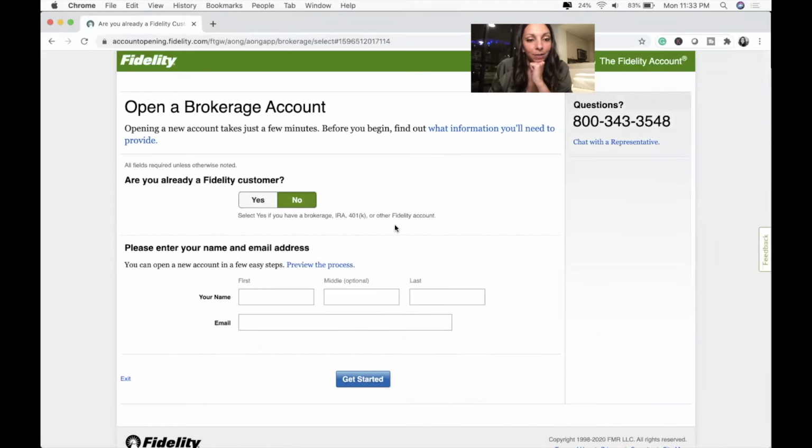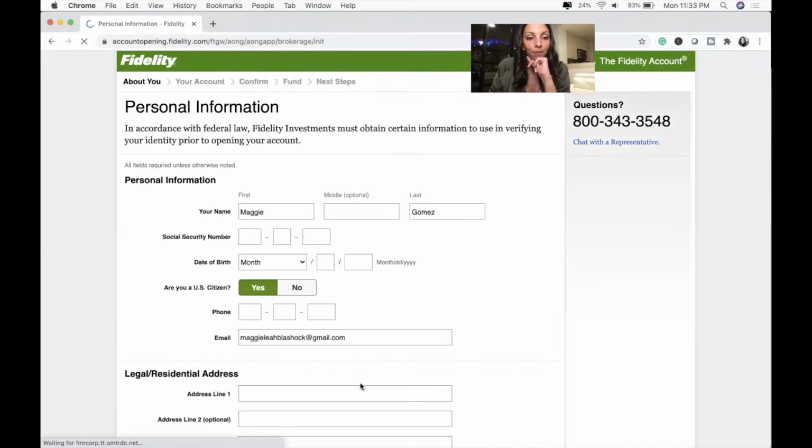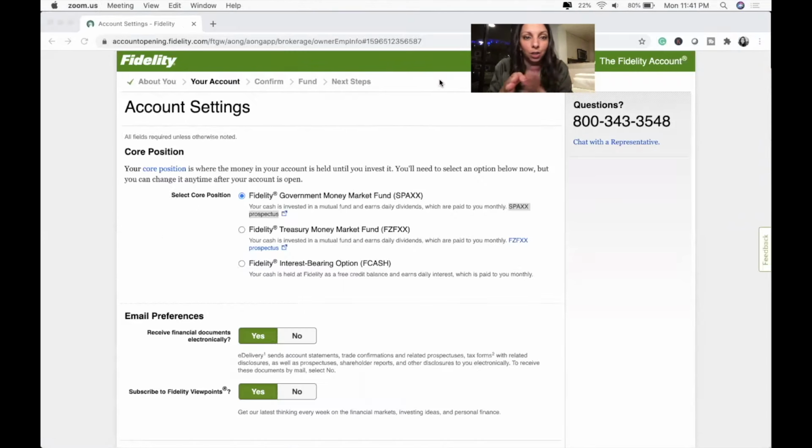Obviously I'm not going to share my social. I just entered a bit more of my information, and now we're at this place where they're asking you which core position. They're just asking you, when your cash is in there, which one do you want that to be invested in? Because they're money market funds, they're all pretty much the same thing. They're going to pay like 0.01 or very, very low interest. So I would just go with whichever one is selected for you.